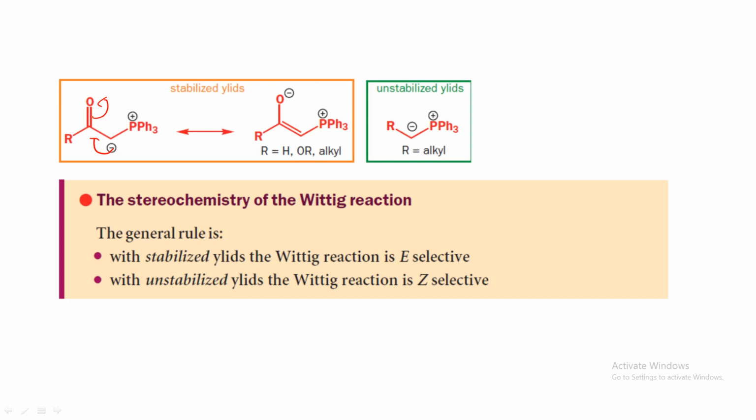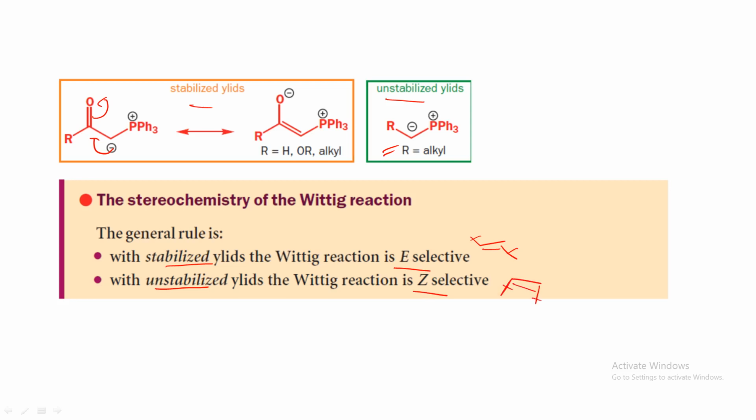And what are the unstabilized ylides? Normal alkyl groups, where the negative charge is completely localized on this particular carbon and cannot be delocalized over there. So that's why this is an unstabilized ylide. And this is a hard and fast rule, a thumb rule: you can always remember that a stabilized ylide would always give E-selective stereochemistry, meaning this type of olefin, and for an unstabilized ylide we would always generate Z-selective olefins.